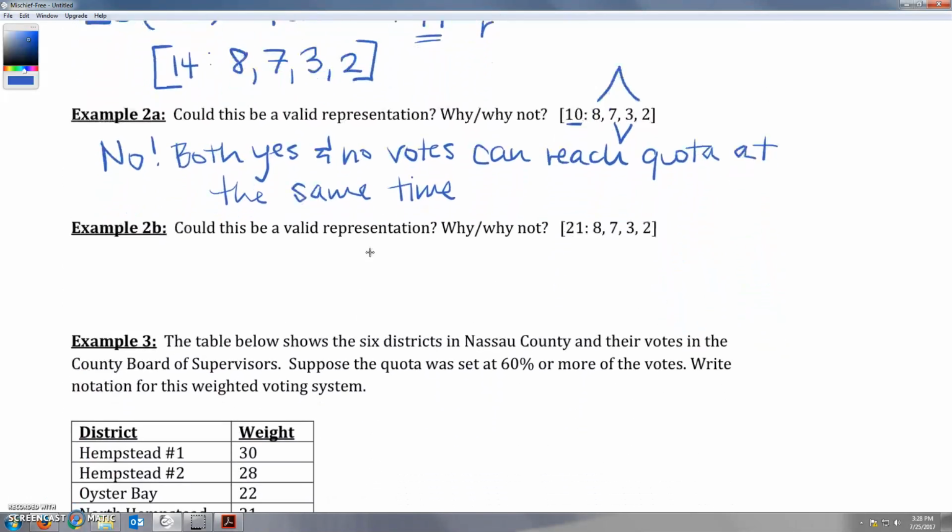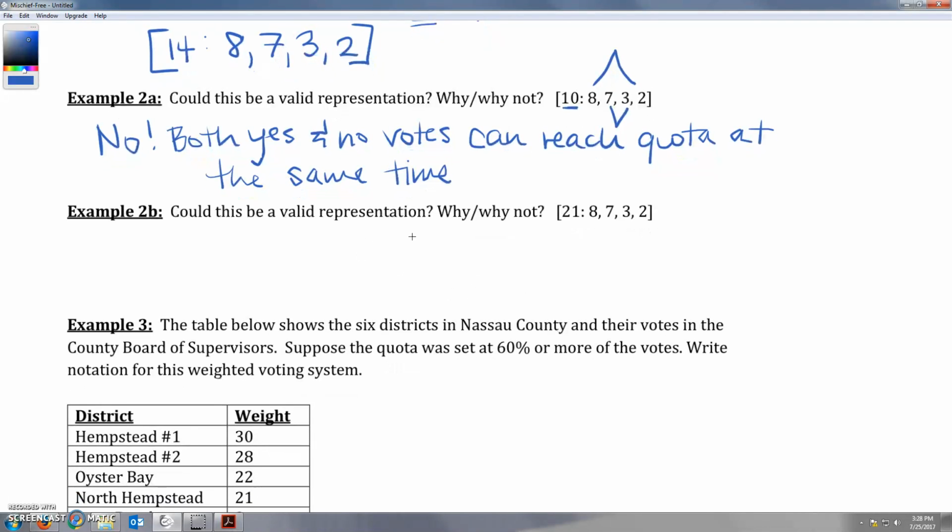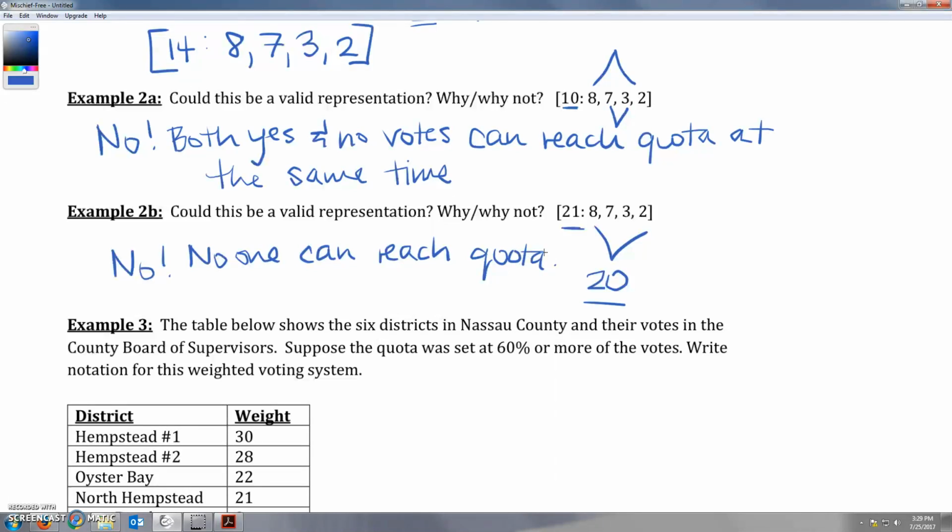All right. Now we've got the same system with a different quota. Could this be a valid representation? Why or why not? Now the quota is 21. And that is again going to be a problem, because even if everybody votes the same, the total here is only 20. No one can reach the quota, which is a problem.